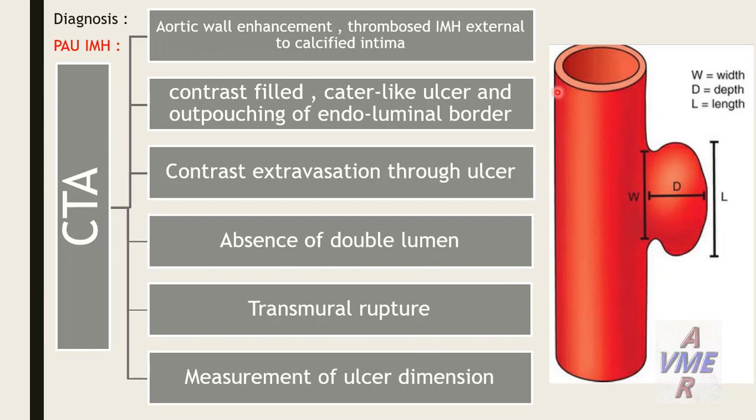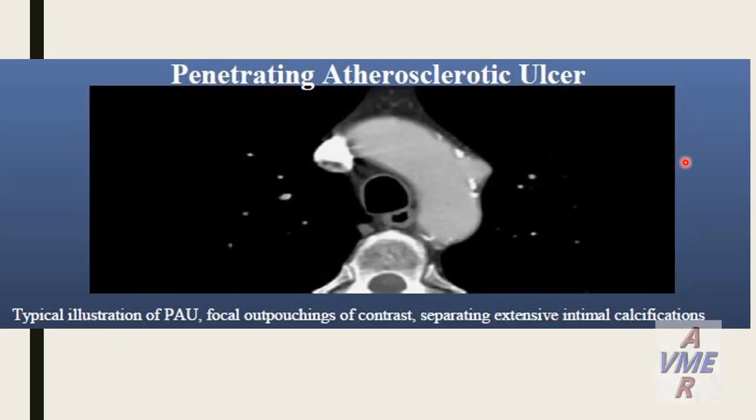So CT angio can detect intramural hematoma in the form of aortic wall enhancement and thrombosed hematoma external to calcified intima. It can detect penetrating aortic ulcer in the form of contrast-filled catheter-like ulcer and outbouching of the endoluminal border, or contrast extravasation through the ulcer, absence of the double lumen which differentiates it from aortic dissection, transmural rupture, and measurement of the ulcer dimension in the width, length and depth.